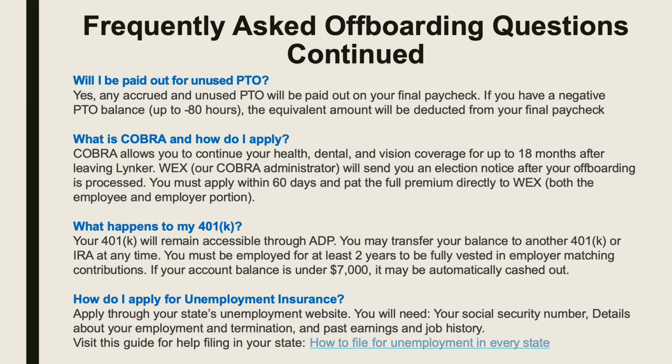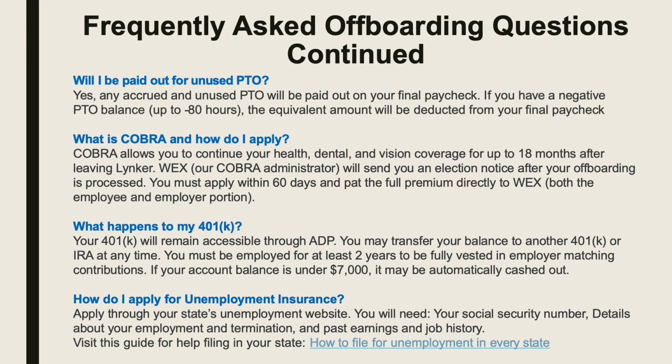Frequently asked offboarding questions continued. Will I be paid out for unused PTO? Yes, any accrued and unused PTO will be paid out on your final paycheck. If you have a negative PTO balance up to negative 80 hours, the equivalent amount will be deducted from your final paycheck. What is COBRA and how do I apply?